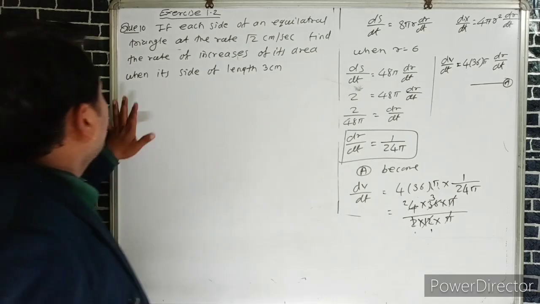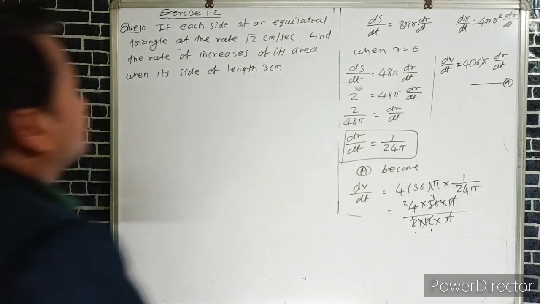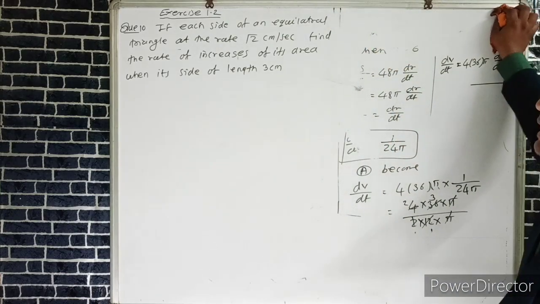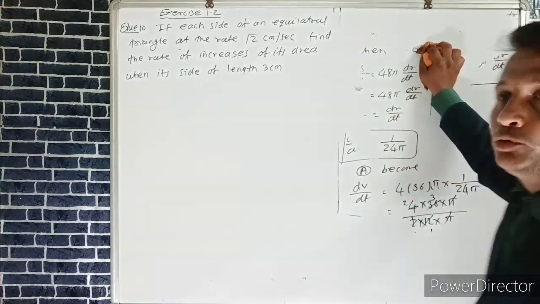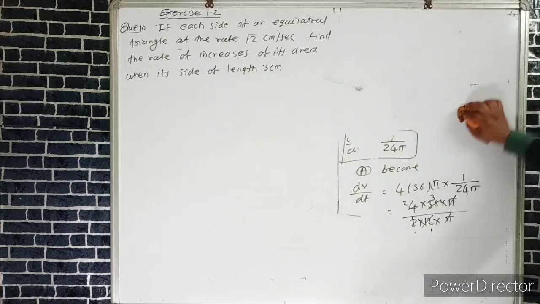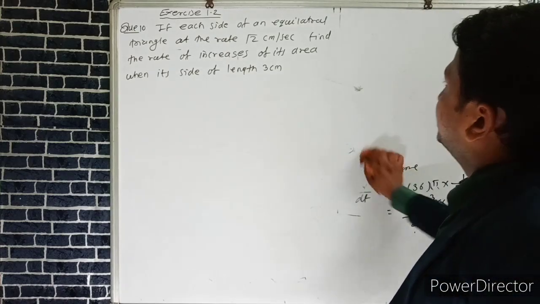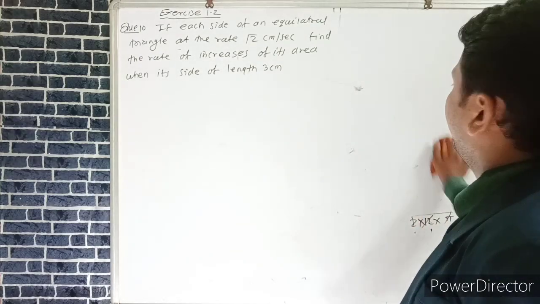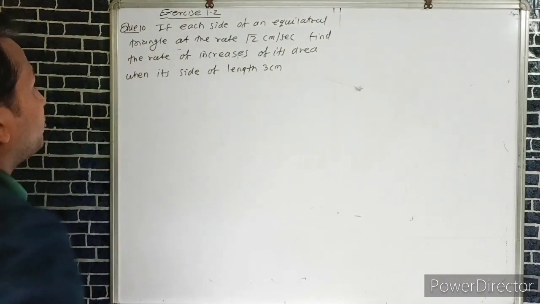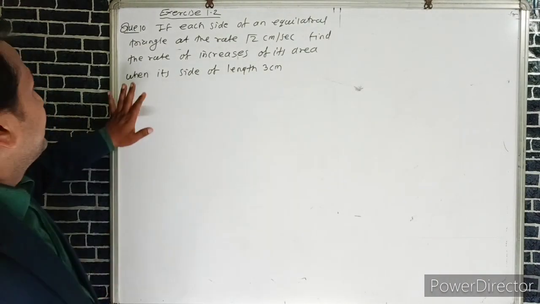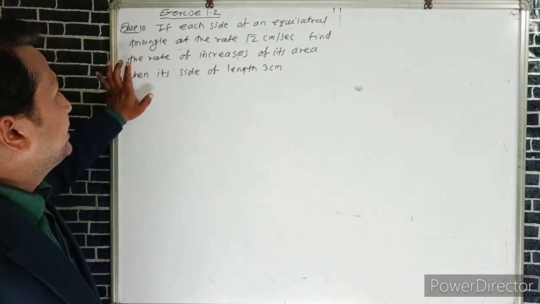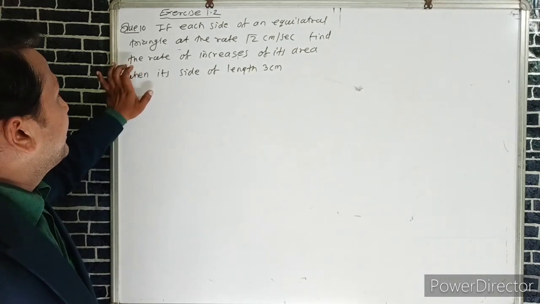So the next one, question number 10: if each side of an equilateral triangle increases at the rate of root 2 centimeter per second, we have to find the rate of increase of its area when its side is of length 3 centimeter. It is clear that the rate of increase of area means, when A is the area, we have to find dA/dt.